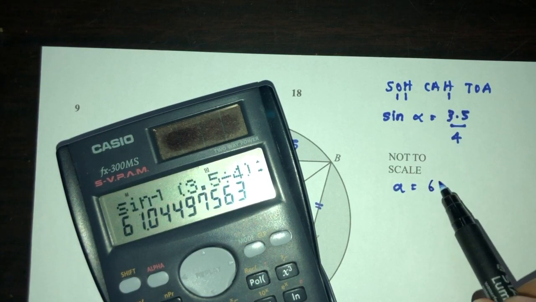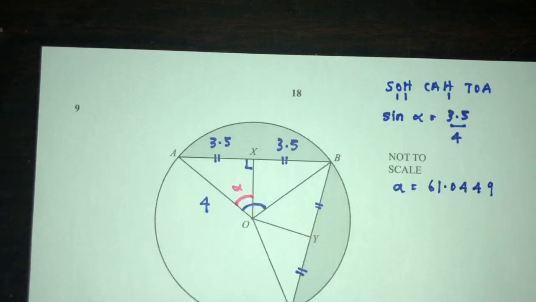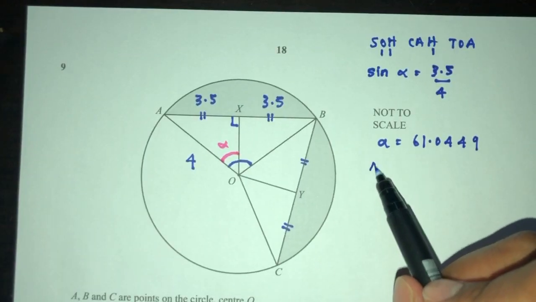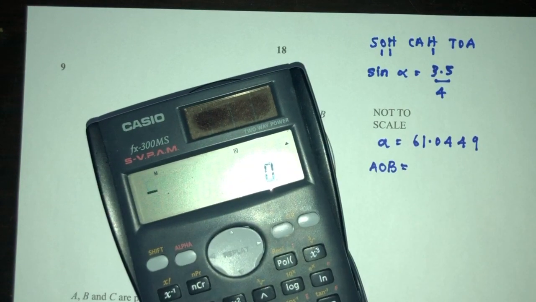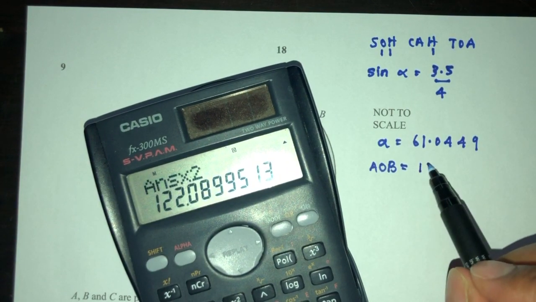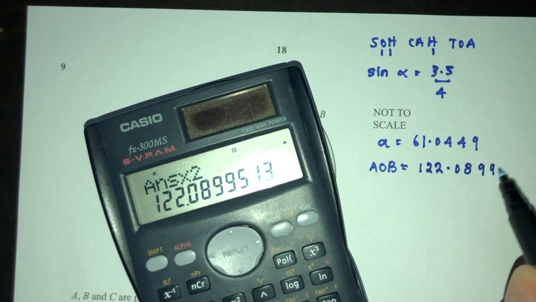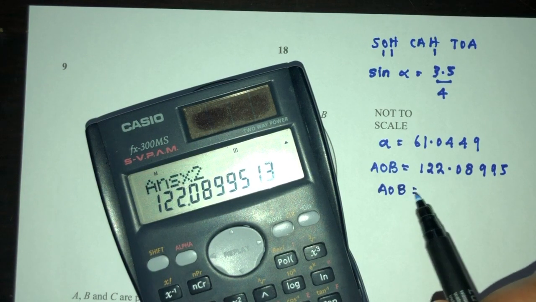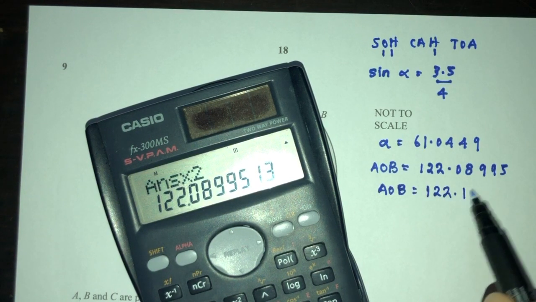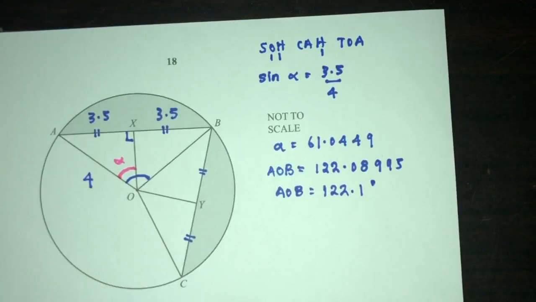That should be 61.0449. And finally, the angle AOB times 2, that should be 122.08995. However, angles, we always write them to one decimal place. That should be 122.1 degrees. So the angle AOB will be 122.1 degrees.